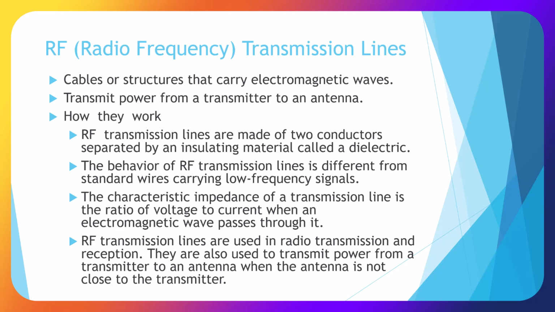The characteristic impedance of the transmission line is the ratio of voltage to current when its electromagnetic wave passes through it, and it typically matches the antenna. RF transmission lines are used in radio transmission and reception, and they're used to transmit power from a transmitter to an antenna.